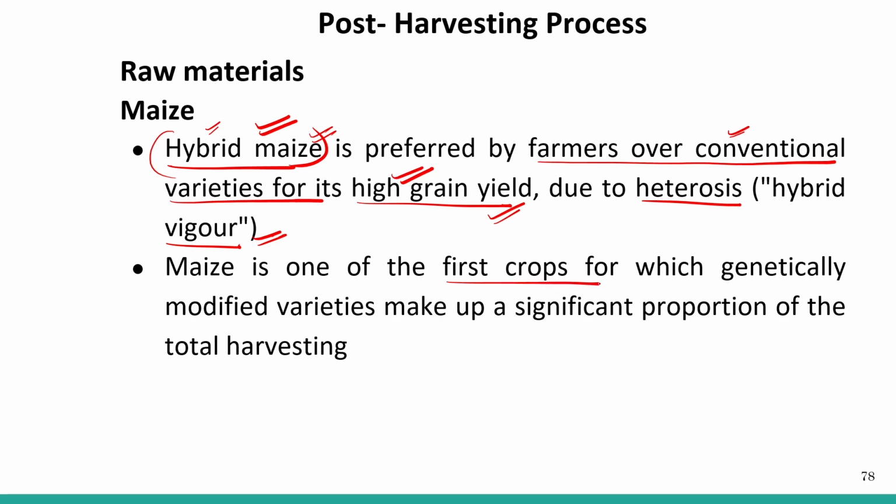Maize is one of the first crops for which genetically modified varieties make up a significant proportion of the total harvest. So this is one of the crops for which genetically modified varieties have been developed, and today we are using all those varieties according to the soil and the climatic condition. Okay, so this is a very important aspect, that we are using genetically improved or genetically modified varieties of maize today.